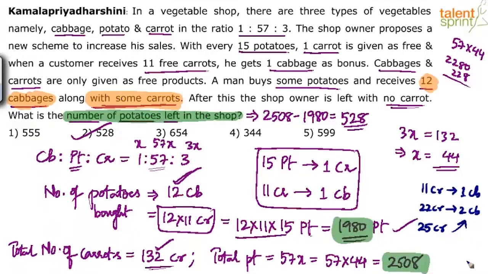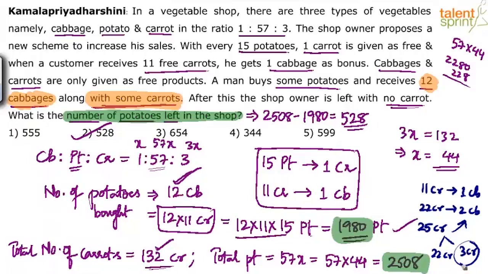In this case also, he will get only 2 cabbages because he could accumulate only 2 multiples of 11. So basically this 25 can be split as 22 carrots for which he will earn 2 cabbages, and then those 3 carrots for which he will not get a cabbage free. The bonus is only for those multiples of 11. So these 3 carrots he will carry.